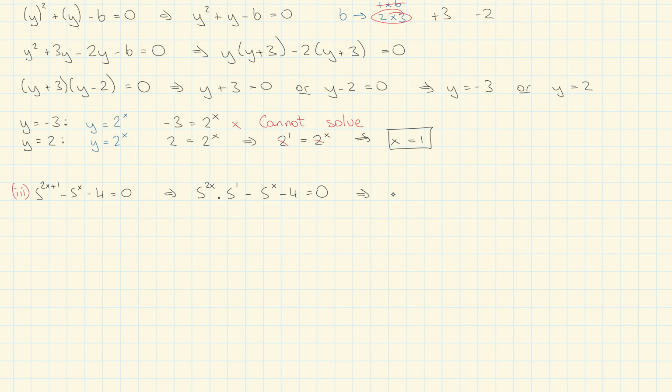And then again, like the start of the previous example, this would be 5 to the power of x squared multiplied by 5 to the power of 1, we can just leave as 5, minus 5 to the power of x minus 4 equals 0. I'll always use my middle term as a guide for what I need to let y equal. It's usually in the simplest form. So it's 5 to the power of x. So we get y squared multiplied by 5 minus y minus 4 equals 0. So 5y squared minus y minus 4 equals 0.